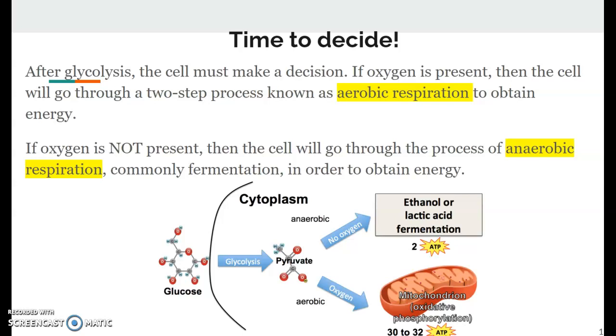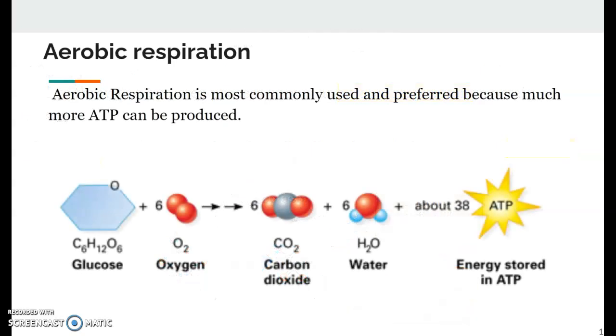So after glycolysis, the cell kind of has to make a decision about what it's going to do. If oxygen is present, then the cell will go through a two-step process known as aerobic respiration. If oxygen is not present, then the cell will go through anaerobic respiration, commonly known as fermentation, in order to obtain energy. All right. So aerobic respiration is preferred because in that way we make the most ATP, right? You'll see numbers between 34 to 38. I typically like to keep it at 36 ATP.